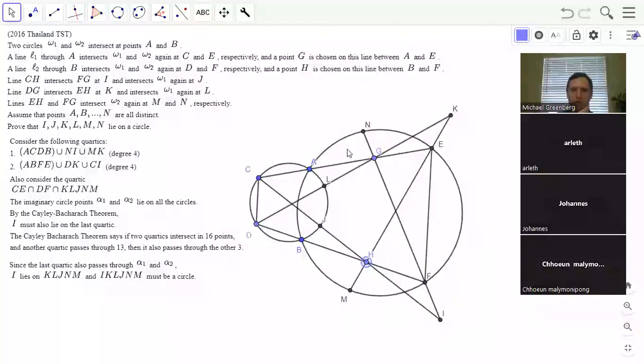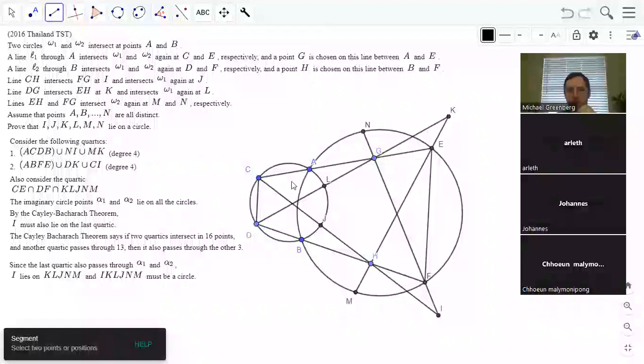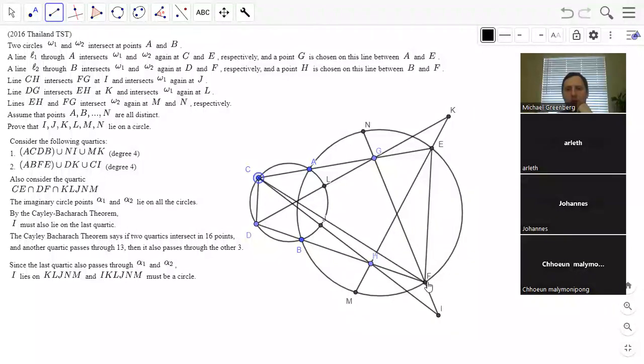Oh, I think I can prove that they're parallel. It is Pappus's theorem on the points. I need to get the ordering right. C, G, E, and D, H, F in some order. And we don't actually need those lines. So D corresponds to E, then C to F, and H to G.